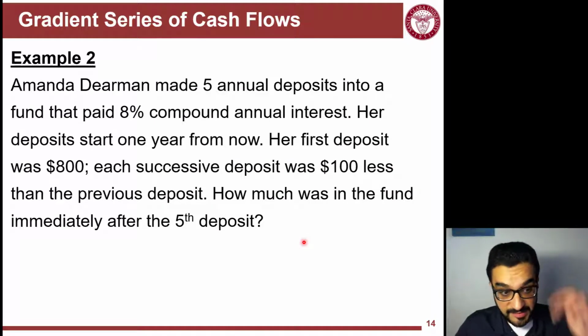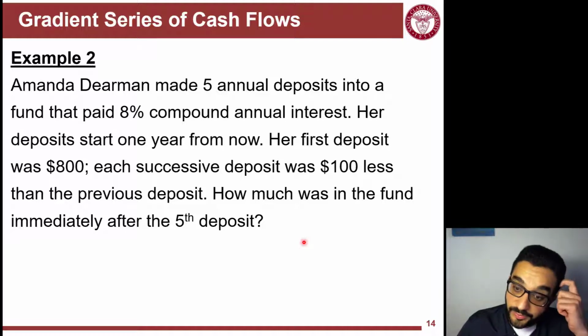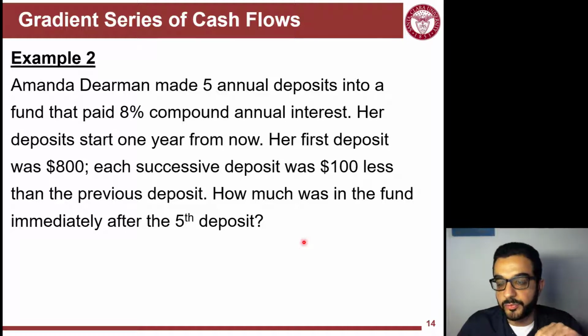So let's see a second example here. Amanda made 5 annual deposits into a fund that gives an interest rate of 8%. Her first deposit was $800, and each successive deposit of the 5 deposits is decreasing by $100. So how much will be in the fund immediately after the 5th deposit, which is, we're asking for the future worth.